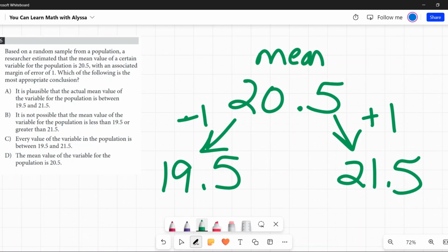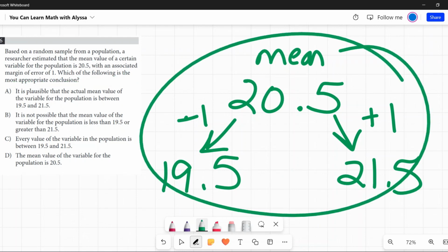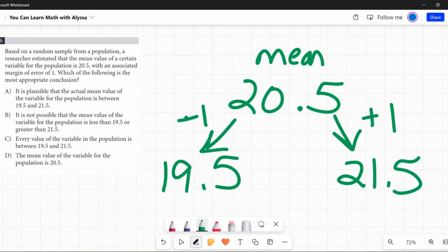And so then they're asking, which of the following is the most appropriate conclusion? So let's see which of these 4 comes closest to this fact. A, it is plausible that the actual mean value of the variable for the population is between 19.5 and 21.5. Right off the bat, letter A looks like our answer. But let's look at our other 3 just to be sure.